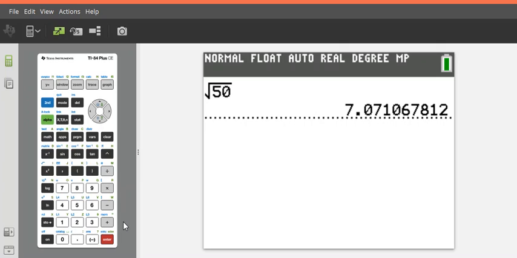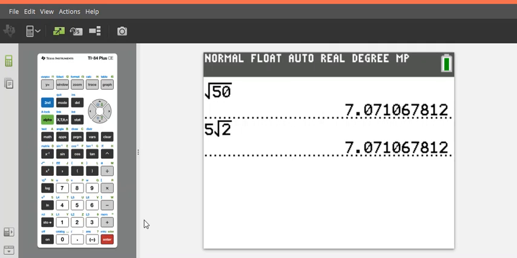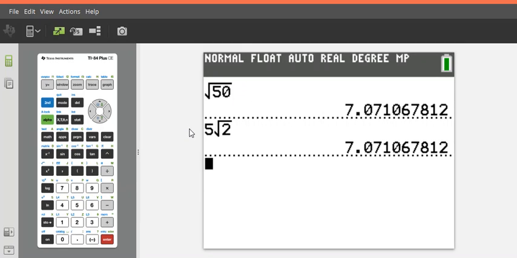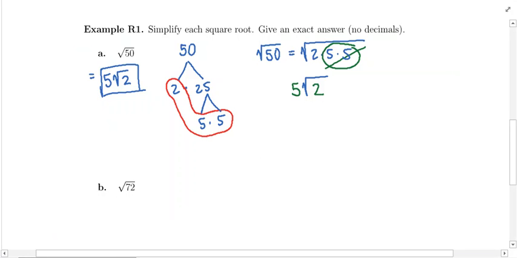So the decimal approximation is about 7.07. But then we used our factor tree and we simplified the square root to be 5 times the square root of 2. So boom, you get the same decimal approximation. The square root of 50 and 5 times the square root of 2 are the same number. 5 times the square root of 2 is just considered the simplified version of the square root of 50. So that is what it means to simplify a square root.